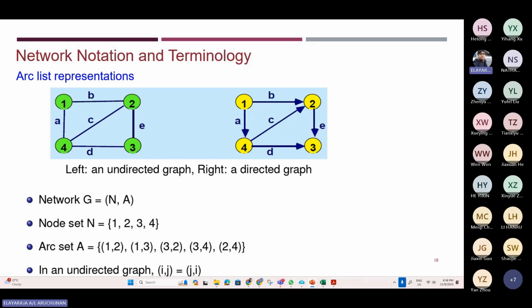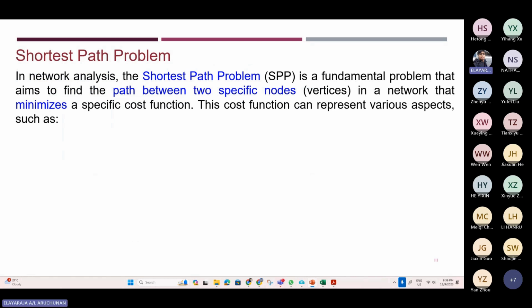So these are all the representations given for the network model. Now we go more specifically to the shortest path problem. Today's topic is the shortest path problem, and we will see what important elements we should learn in order to analyze the model. The shortest path problem is a fundamental problem that aims to find the path between two specific nodes or vertices in a network that minimizes the distance, cost, time, and so on. As long as it is the minimum value we need to consider between the two nodes or vertices.